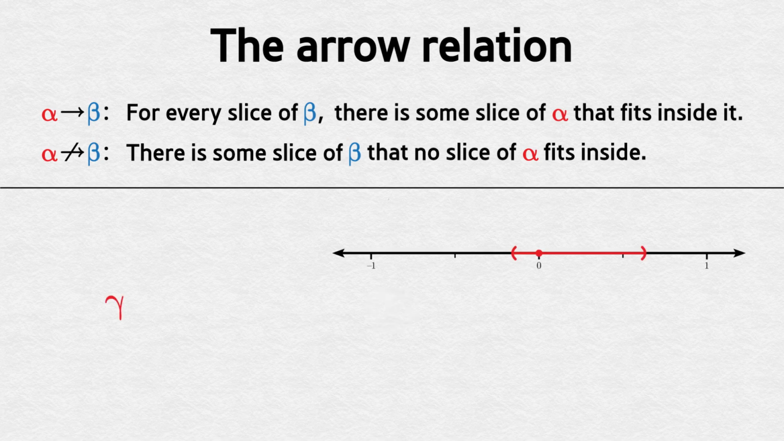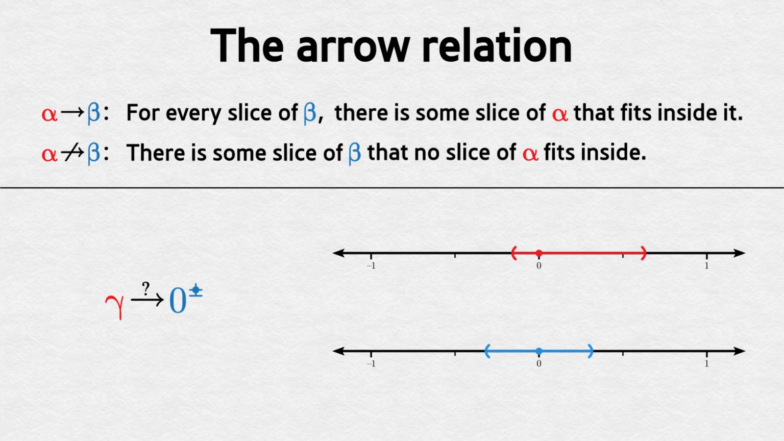Does this near number gamma pictured at the top fit into 0 plus minus dot? Note that gamma is a bit lopsided, but both sides squeeze forever closer to 0. Yes, this does meet the definition of the arrow relation. Speed doesn't matter as long as you get there eventually. Gamma can fit into every target painted by 0 plus minus dot.